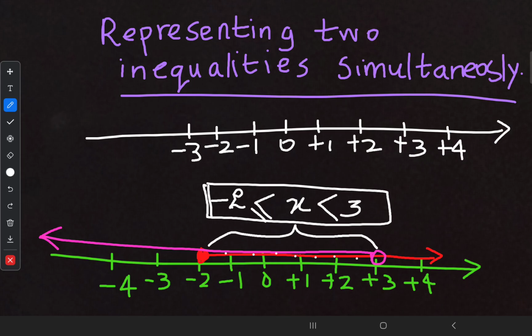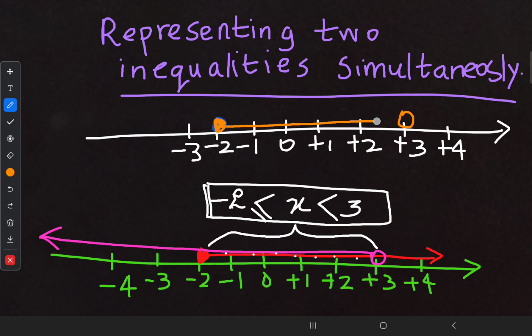Here you have to mark your answer something like this. Negative 2, and there is an equal mark also here, so this one should be a colored circle. And at 3, there is a non-colored circle.